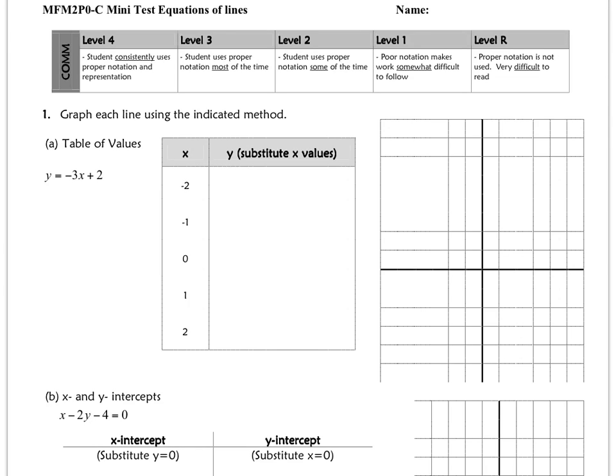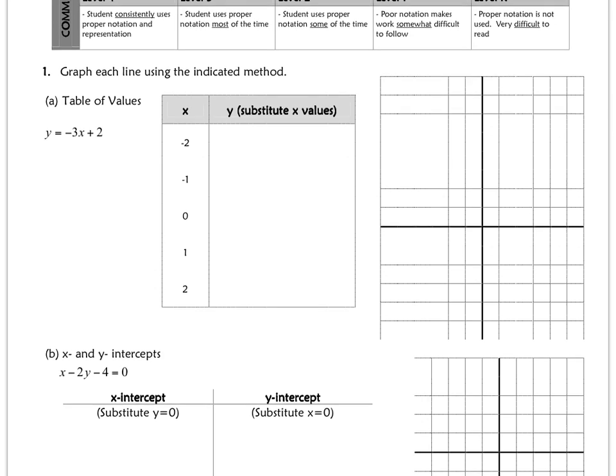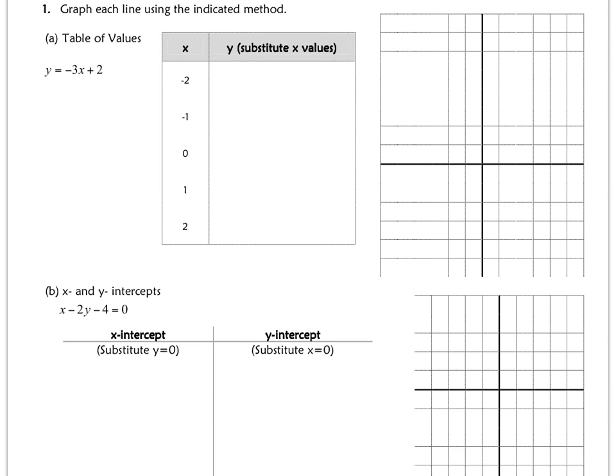I'm going to solve the mini-test equations of lines in this video. The first question was graph each line using the indicated method. The first line is y equals negative 3x plus 2 using table of values. What you are going to do is substitute the value of x in the equation and then solve for y.